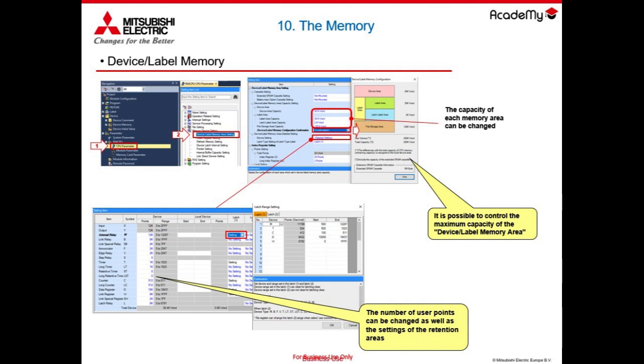The number of user points, seeing this other image, can be modified, as well as the setting in the retention areas. What does it mean? In fact, in the device area part, so in these 40 keywords, those that we have identified as user devices end up. We will see them better in a moment. And for these user devices, through the latch setting, we can also define the areas. We can distinguish between retentive and not.